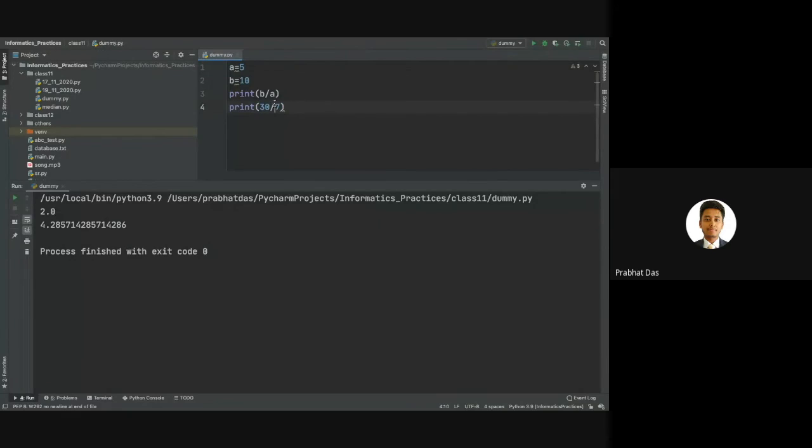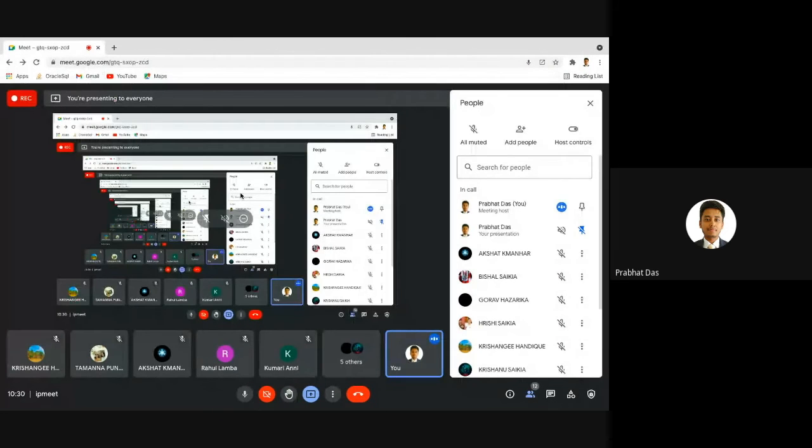Here you can see that I've used a single forward slash. The moment I put 2 forward slashes, the output changes and we get only 4. That means all the values after the decimal point have been omitted by the interpreter, because here we are using the floor division operator. Once again, it is a part of the arithmetic operators. In floor division, we remove the values after the decimal point.